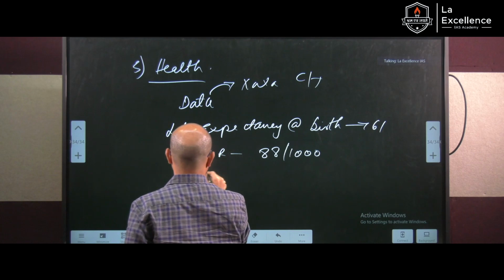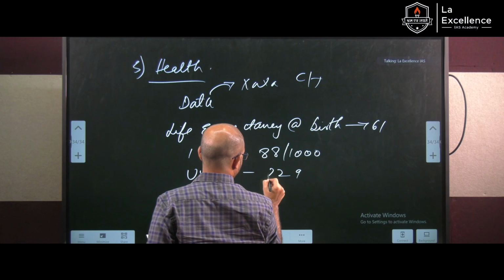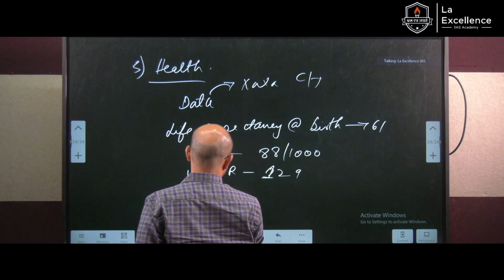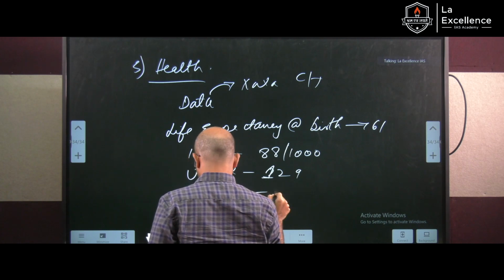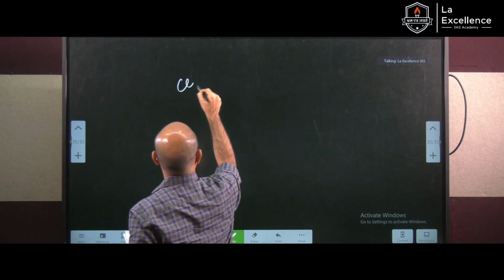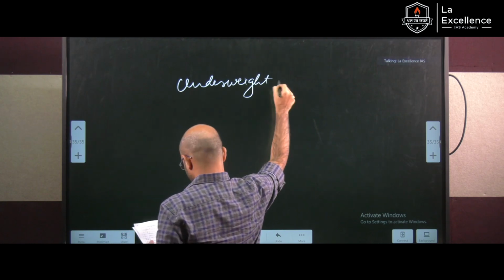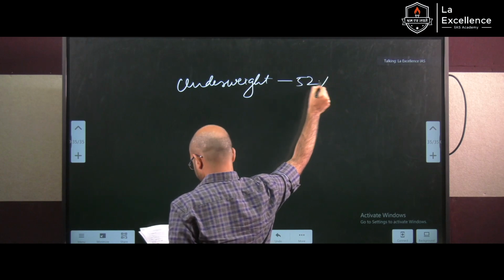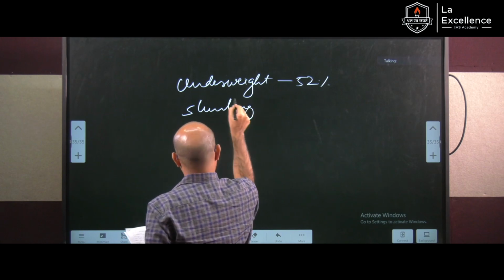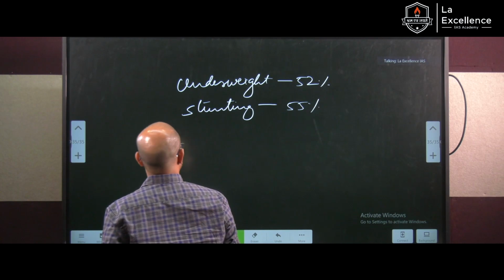IMR is high. Under 5 mortality rate is high. It is 129. Sex ratio is good. Sex ratio, they are doing better than rest of the country with 990. Underweight is also high, 52%. Stunting is 55%. So these are some data.